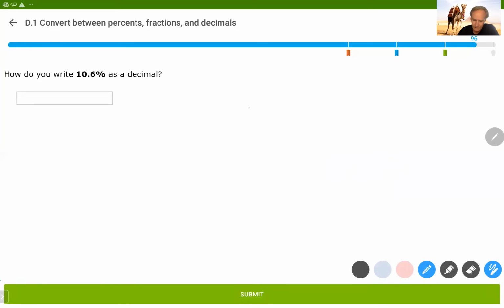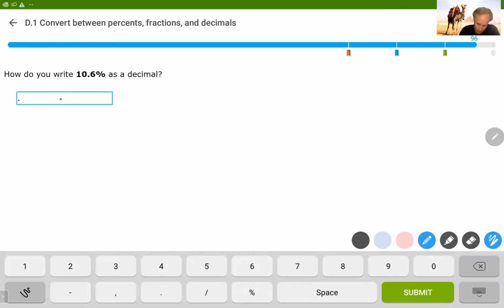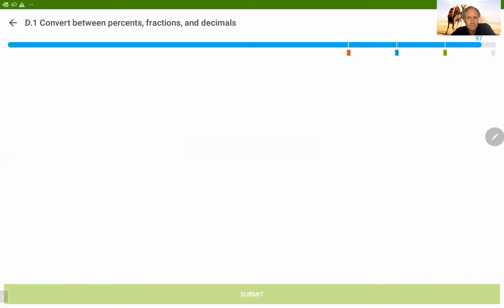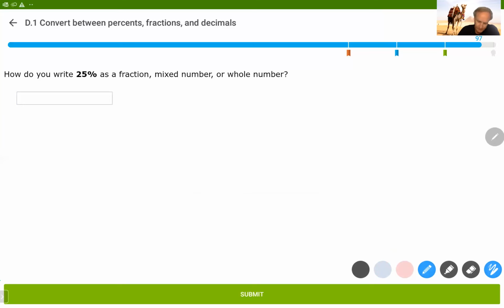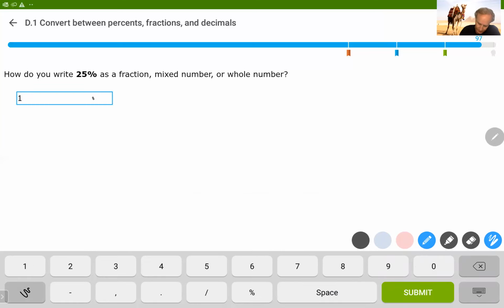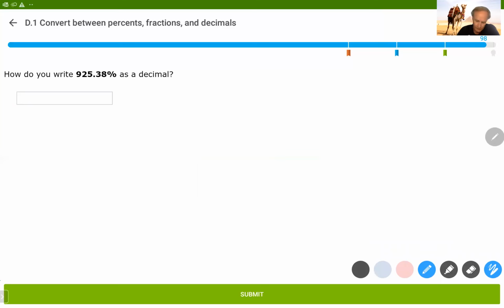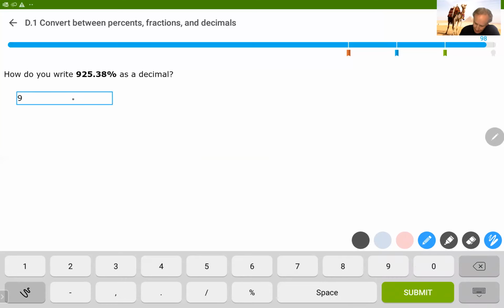Hmm, 10.6% as a decimal. Oh, 0.106. 25% as a fraction, 25 cents is a quarter. And as a decimal, move it 2 places. That is 0.092538. Remember that percent means we're dividing by 100 and making it smaller by 2 decimal places.